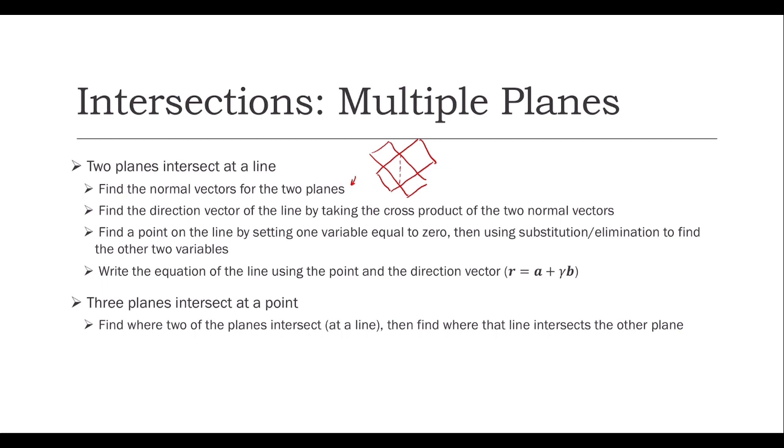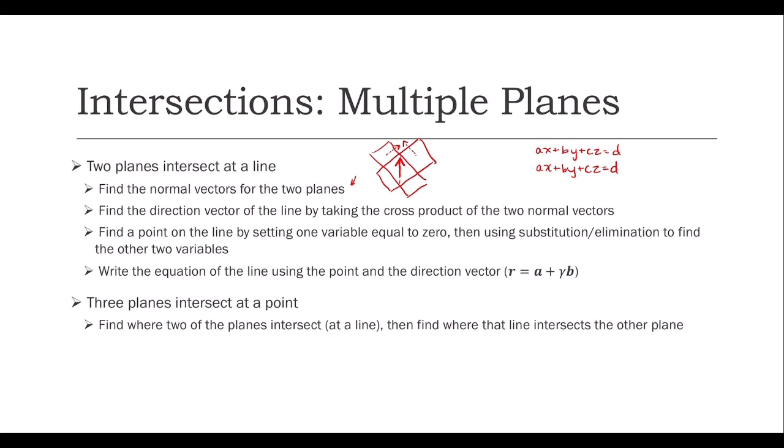And once you've found these vectors, you would have a normal vector that would point straight out from this plane, and another normal vector that would point straight out from this plane. So you could find the direction of your line by taking the cross product of those normal vectors. Finally, you would find a point on the line by setting one variable equal to 0. So you would have two planes, ax plus by plus cz equals d, and then another ax plus by plus cz equals d.